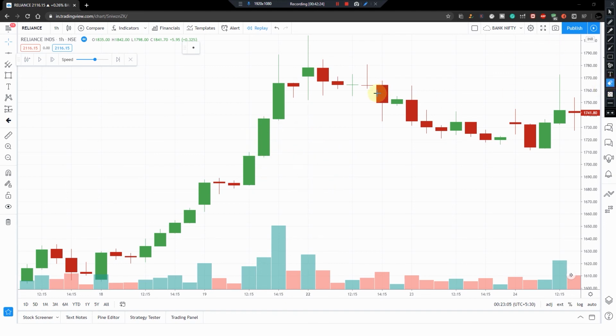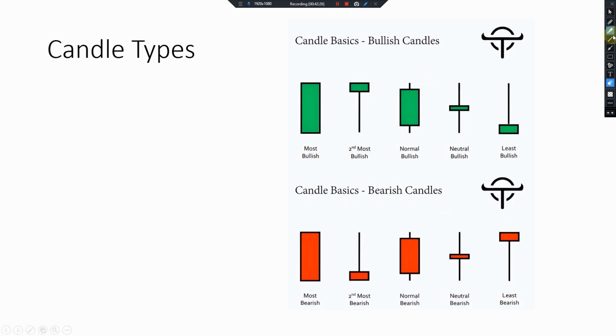Now we'll see this candle. This candle is the second most bullish candle. It's also called a pin bar. This other candle is called Marubozu. I don't know the spelling, but I think it's called Marubozu. This one is called a pin bar.